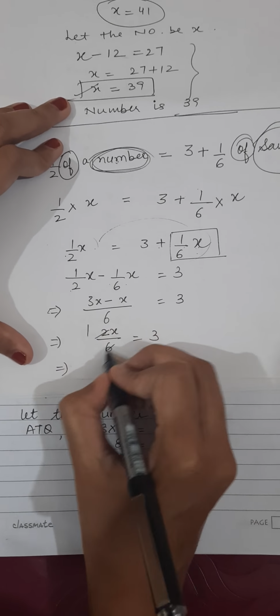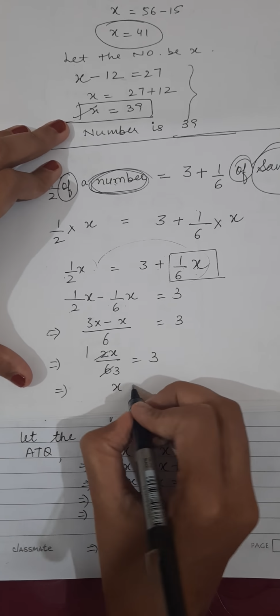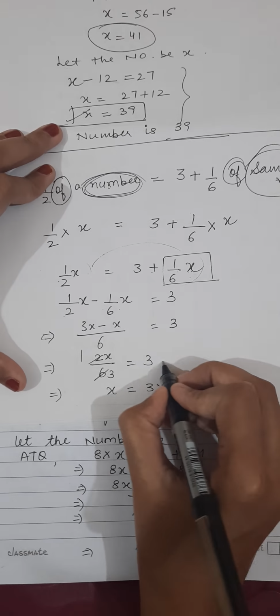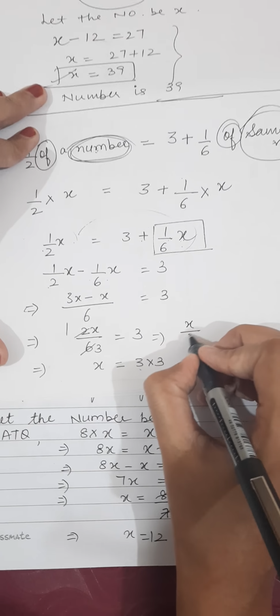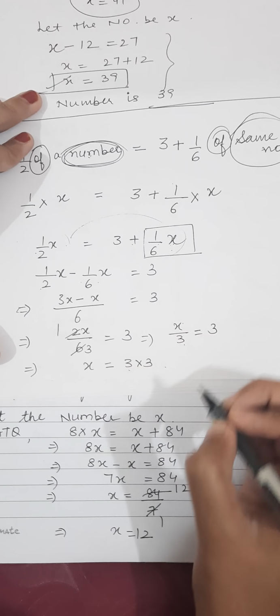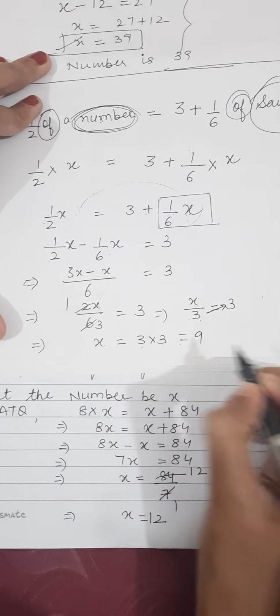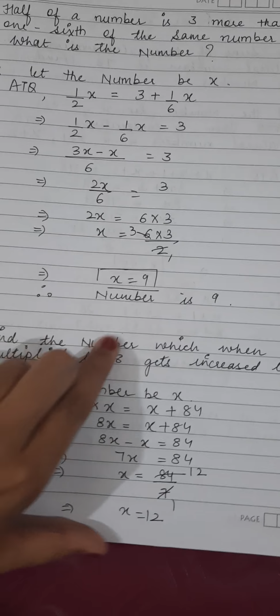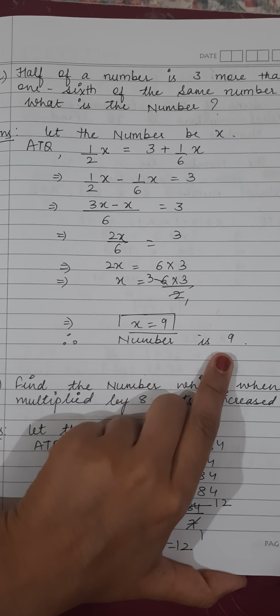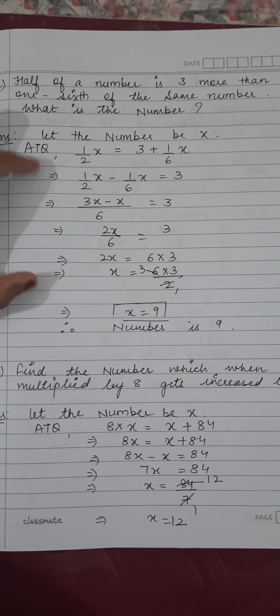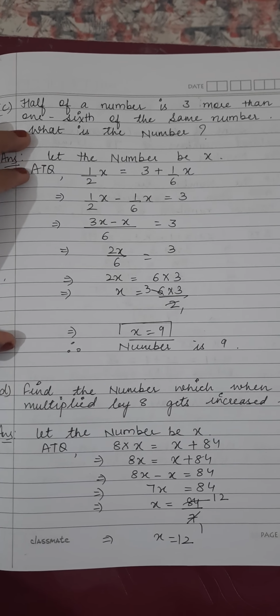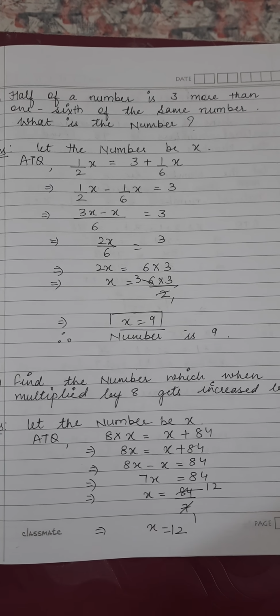Now 2 ones are 2, 2 threes are 6, so x equals 3 into 3. How did this come 3 into 3? I had the fraction x upon 3 equals 3. Now I want x, so this 3 will go to that side, and this will be 9. So therefore the value is going to be 9. Okay, please see the solution here, how I have solved it. And after this, let's move to D part.